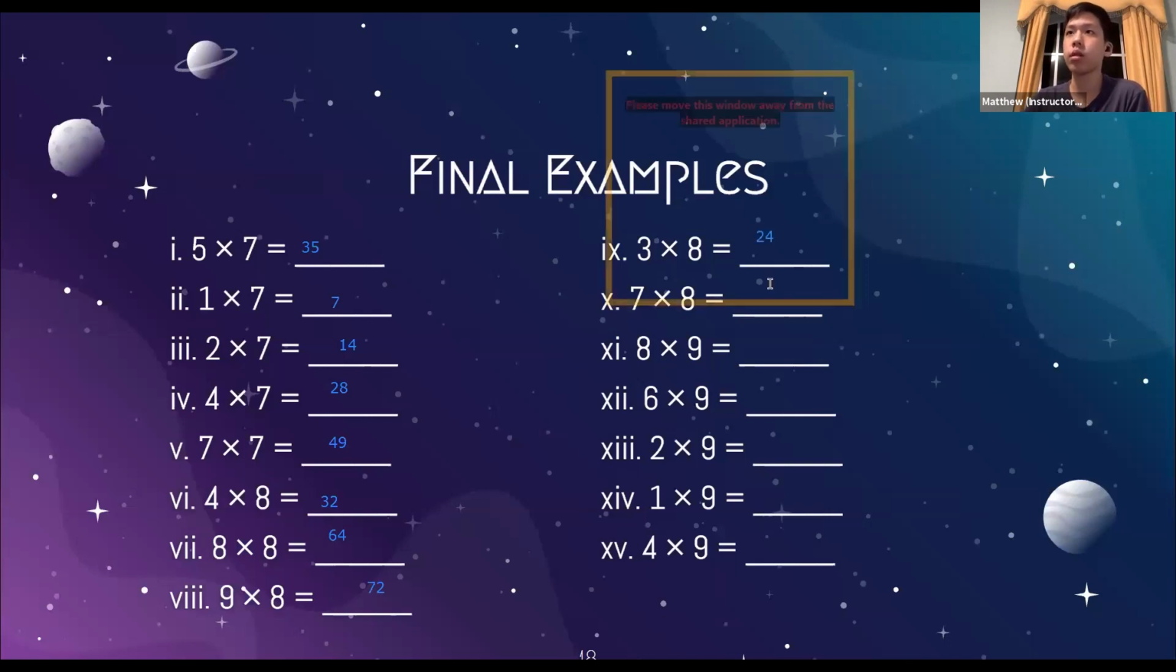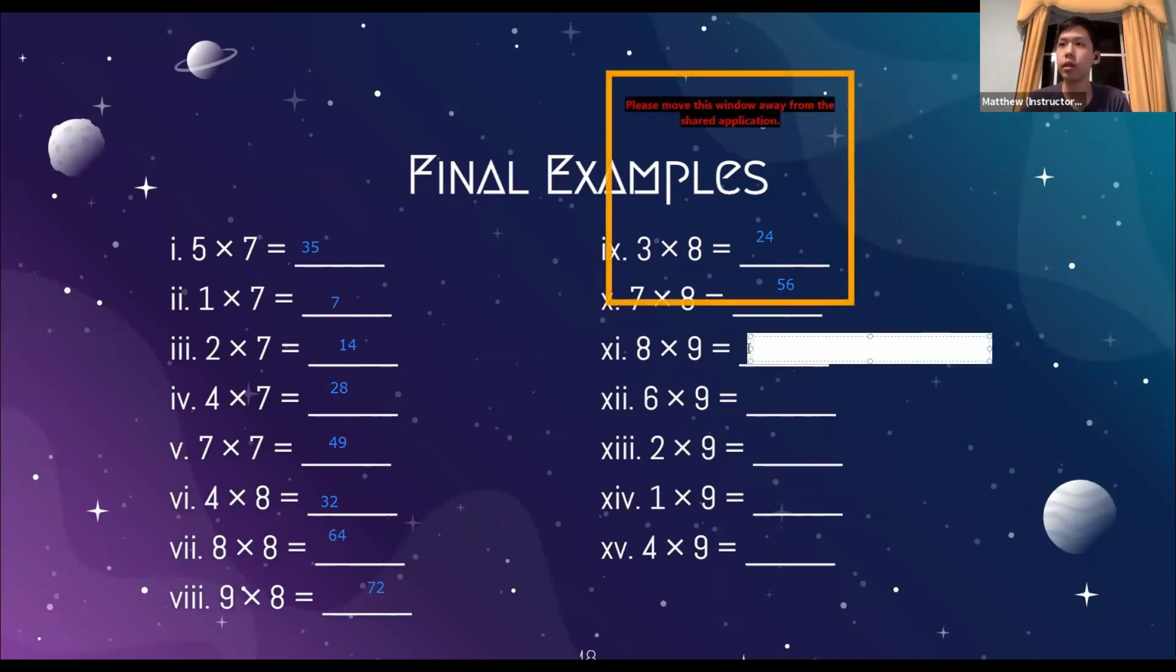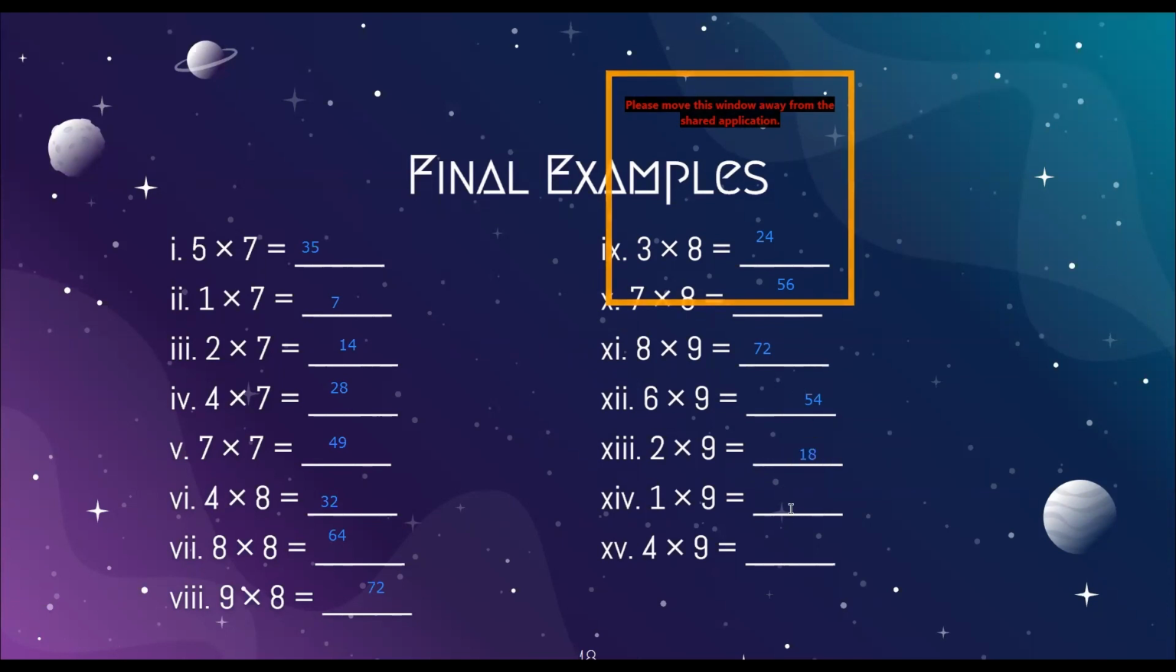So, 7 times 8 would be 56. Do you know what 8 times 9 is? It would be 72. I can't type apparently. 6 times 9 will be 54. 2 times 9 will be 18. Yes. What about 1 times 9? 9. Correct. What about the last one? 4 times 6?